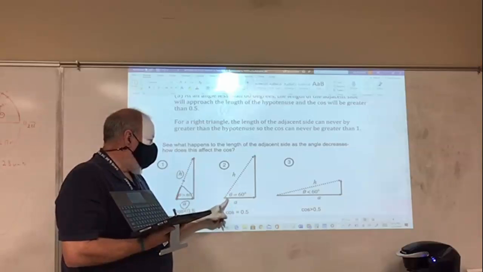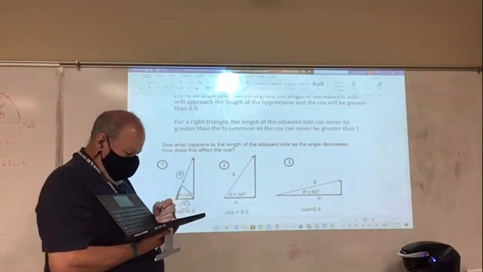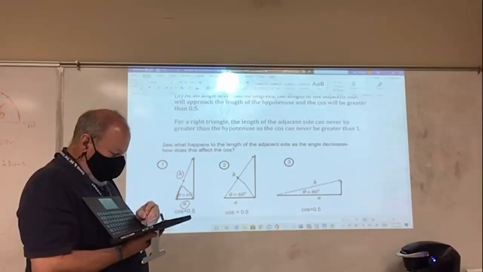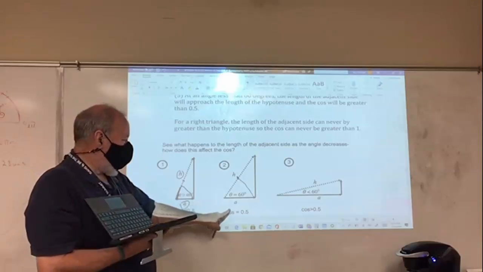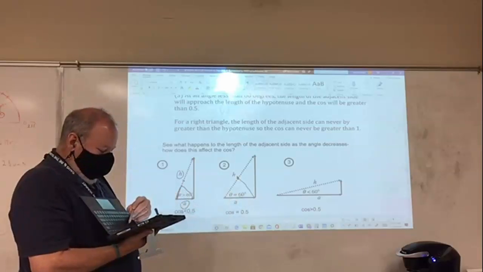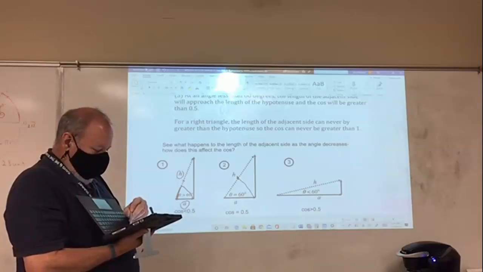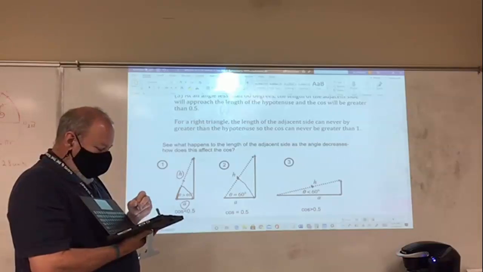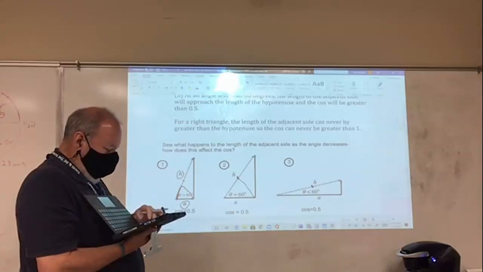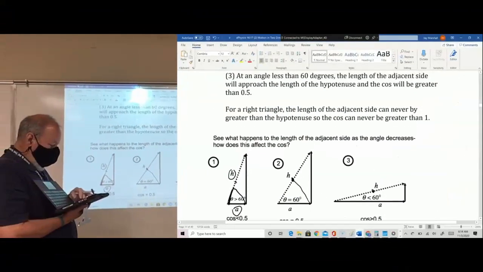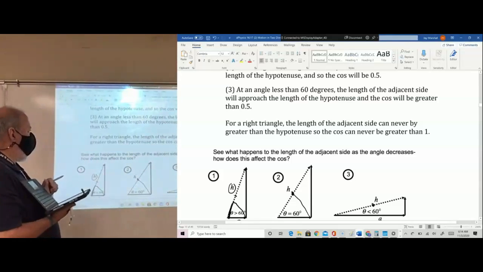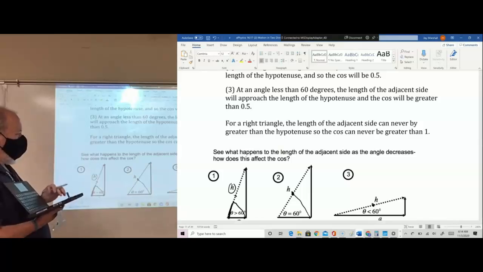If I have an angle of exactly 60 degrees, my adjacent side will be half of the hypotenuse. So at an angle of 60 degrees, this ratio will be 1/2. And then at an angle of less than 60 degrees, my adjacent side will be greater than 1/2, and so I'll have a cosine of greater than 1/2 there. Okay, and again, make sure you understand that for a right triangle, the length of the adjacent side can never be greater than the hypotenuse, so the cosine can never be greater than 1.